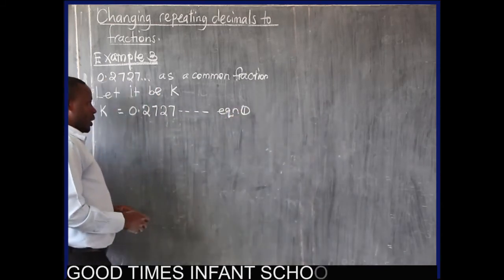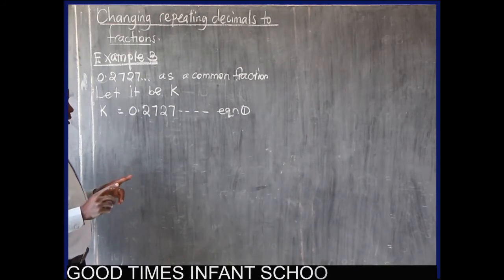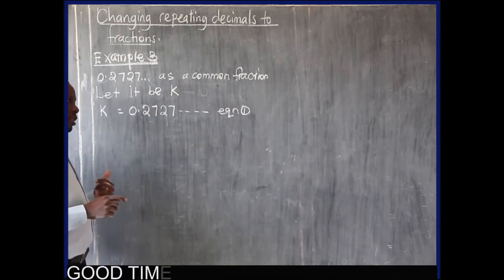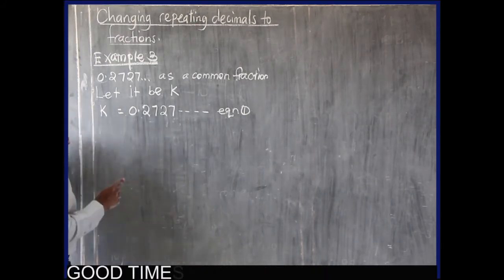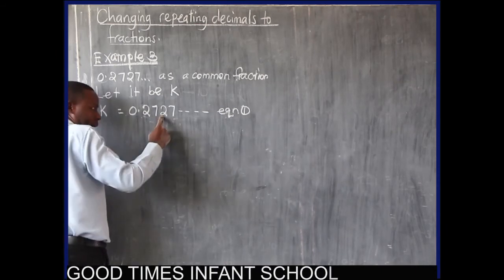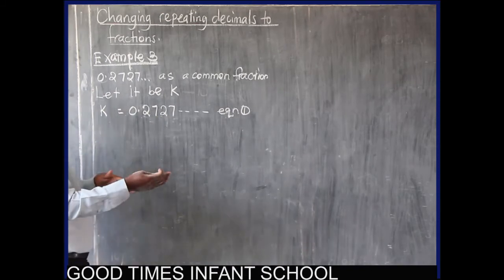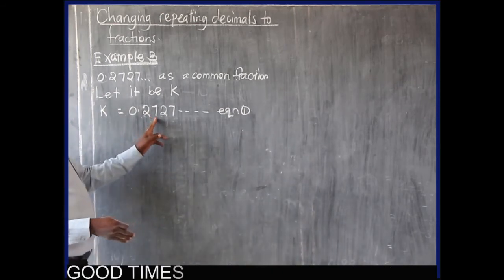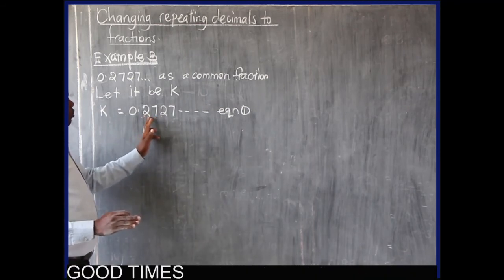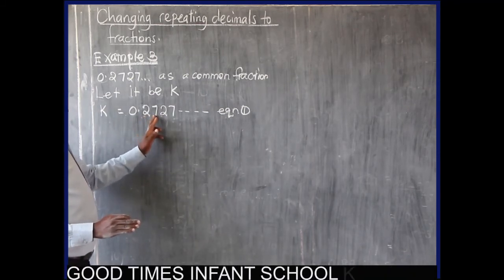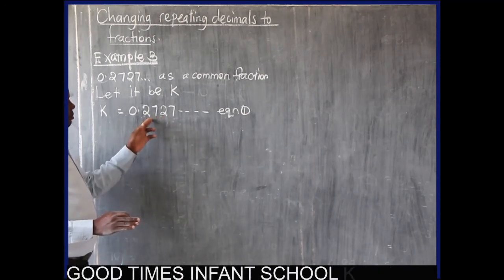Now note, in example 2, we had 2 digits, 8 and 3, but 8 was not recurring, while 3 was recurring. But here, 2 is recurring and 7 is recurring. So we're not going to say multiply by 10, separate 2 from 7. No, the 2 are recurring. So from this one we have 2 decimal places. This question has 2 decimal places.